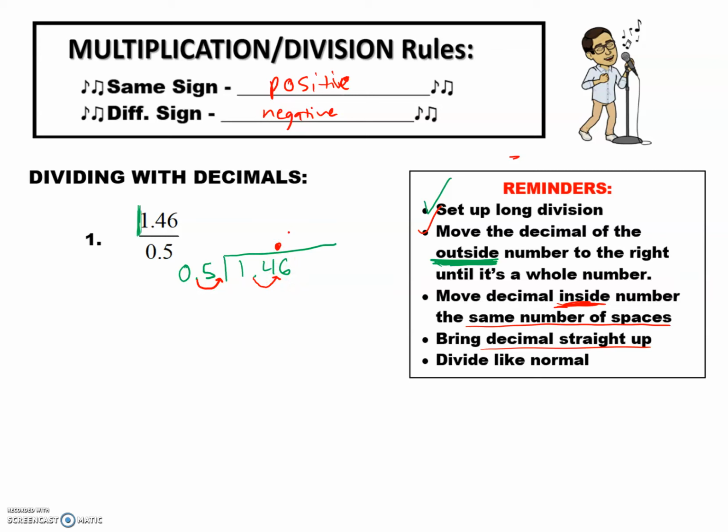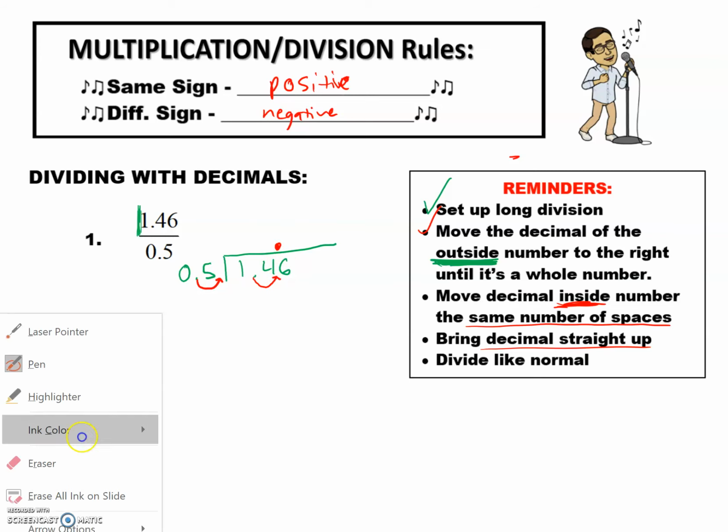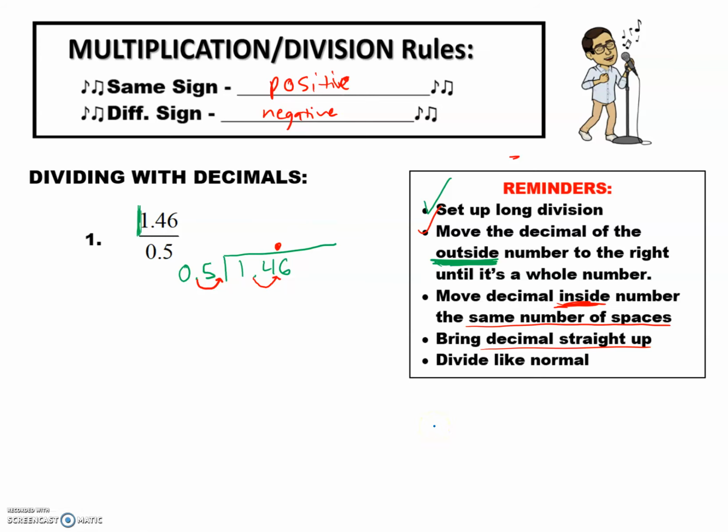Now we're just going to divide like normal. All right. So I'm going to use blue because I like blue. So 5 goes into 1 0 times. 5 goes into 14 2 times, with a remainder of 4. Now we bring down the 6. 5 goes into 46 9 times. That'd be 45 with a remainder of 1.